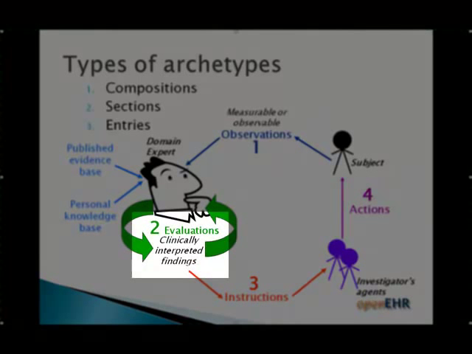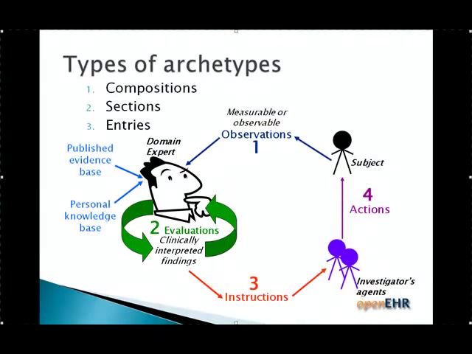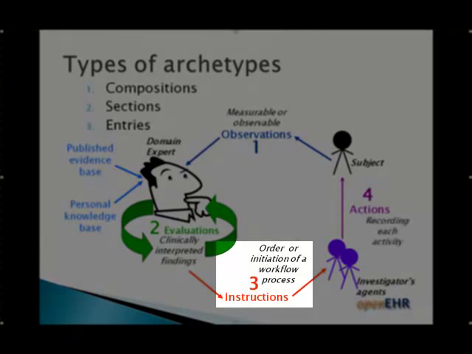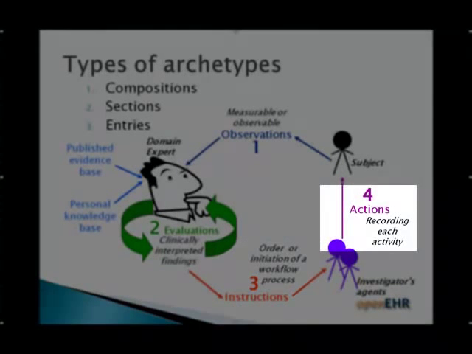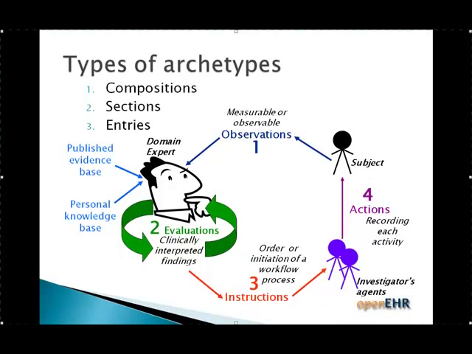Secondly, evaluations. These are clinically interpreted findings that require clinicians to draw conclusions from evidence gathered from those first observations. Examples of these include problem and diagnosis, goal and risk assessments. Instructions and actions then tend to go hand in hand. The instruction is an order or the initiation of some kind of specified clinical care or process. To balance this, there's commonly a corresponding action archetype, which is used to record each of the activities we carry out in order to fulfill that order. Examples of instruction and action pairs include medication orders and procedures.